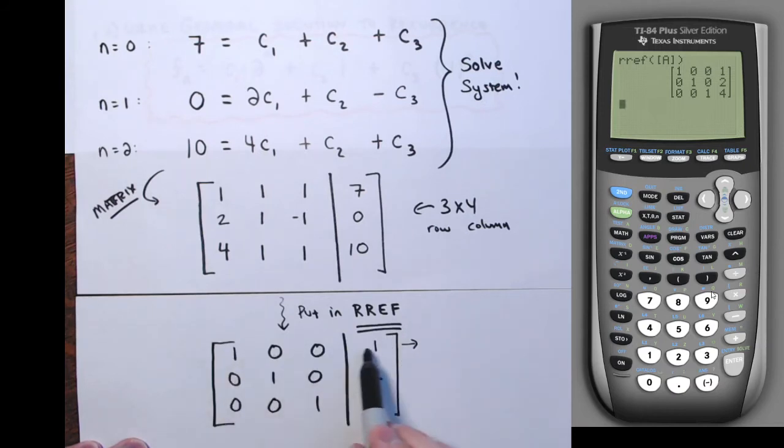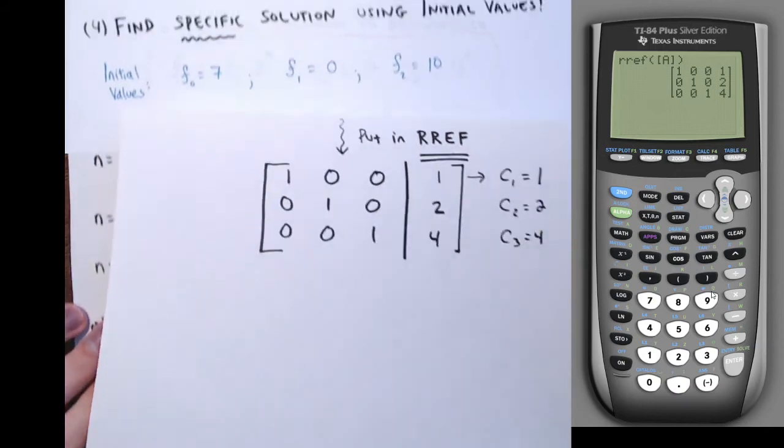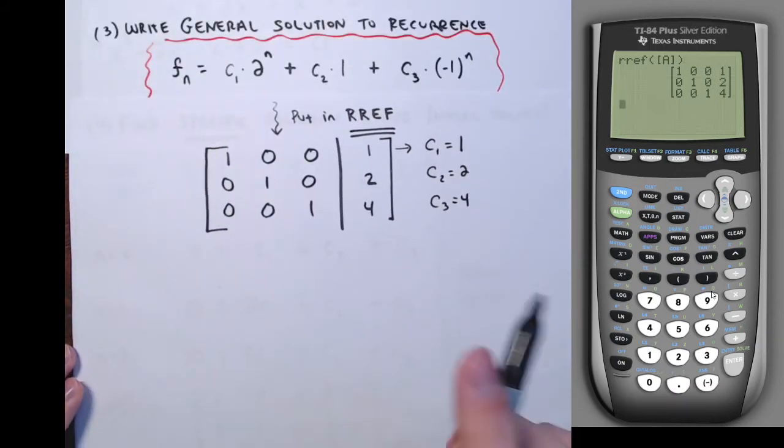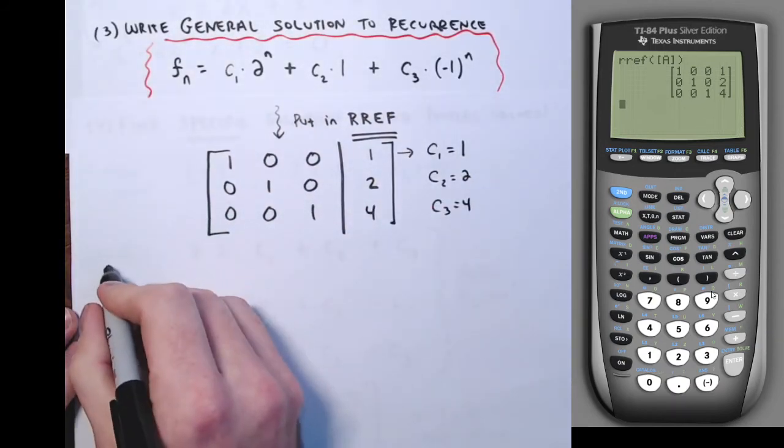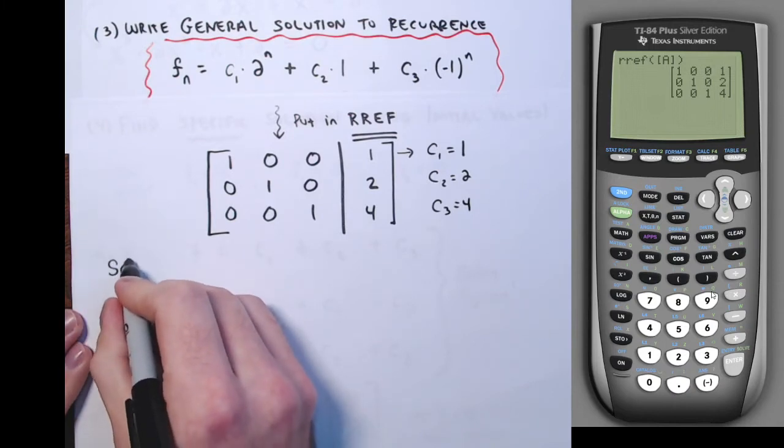So this first row now tells me that 1C1 must be equal to 1. The second row tells me that C2, 1 in the middle here, the second column, equals 2. And the third row tells me that C3 equals 4. And then I put these into my general solution. All right, there was the general solution. So here is the specific solution.